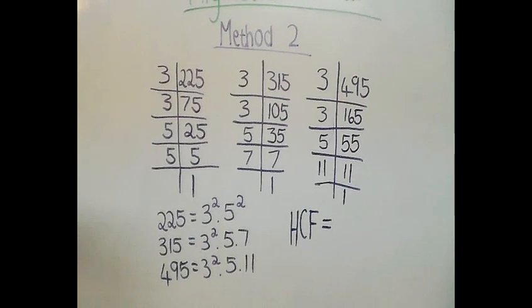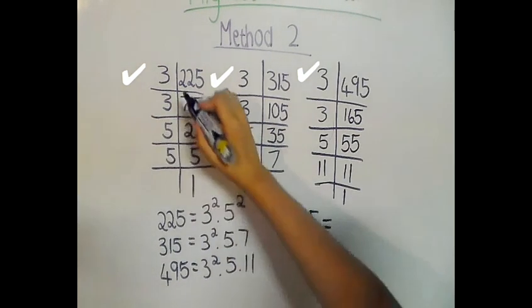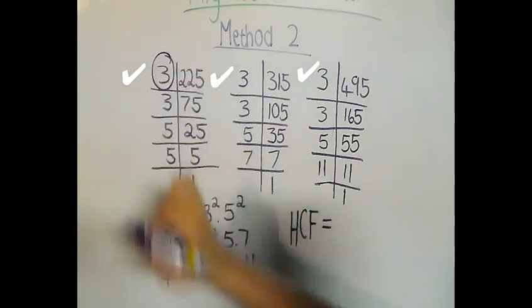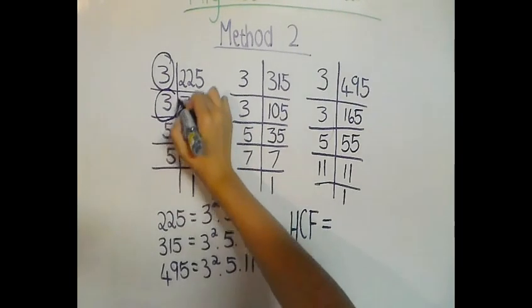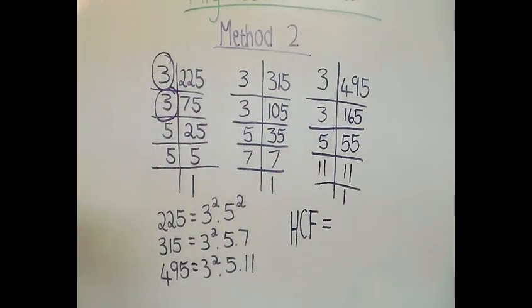Okay, so by 225 there is a 3, and then in 315 there is a 3 right next to it as well, and one in 495. So there is a whole row of it, so it is common. So we can circle it on our first one. Now going down to the next 3, there are also 3s in 315 and the product of prime numbers of 495. There's a whole row, so that whole row makes it common. So we can circle that 3.